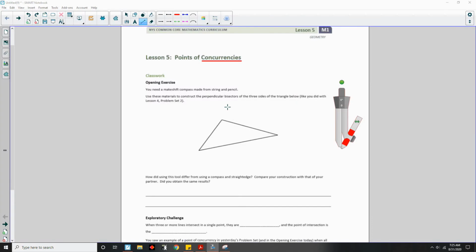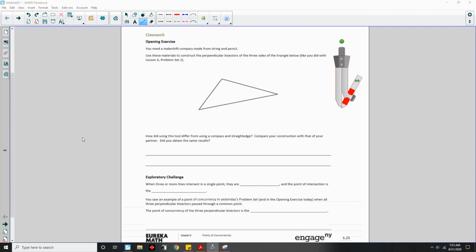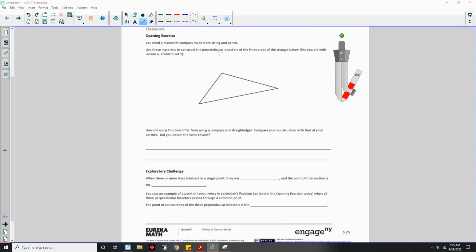Okay, so opening exercise. You need a makeshift compass made from string and pencil. Hopefully you have that. I can't do it on a video, so I'm going to use my electronic compass, and we're going to use just the compass to do this. So what does it want us to do? Perpendicular bisector. So I want to cut each side in half and draw a perpendicular.